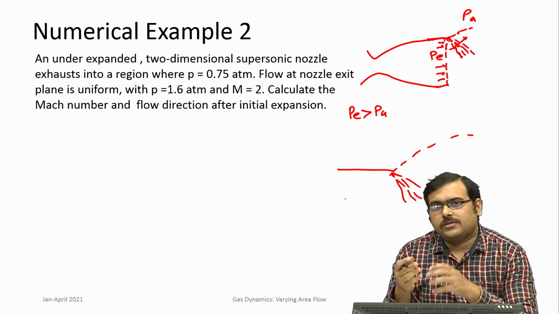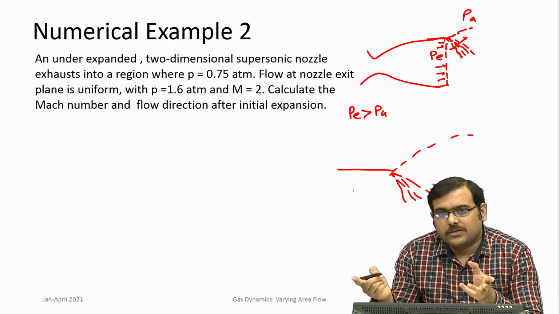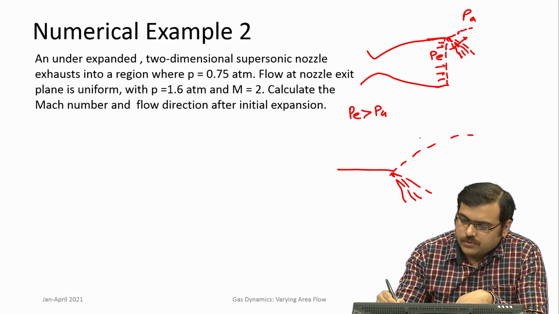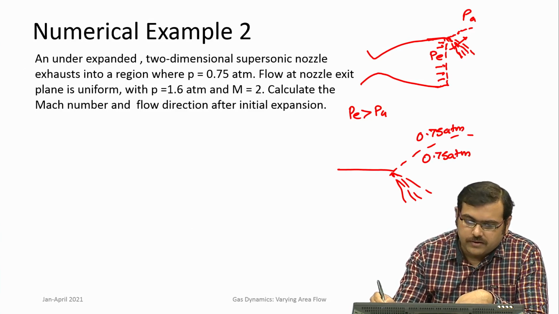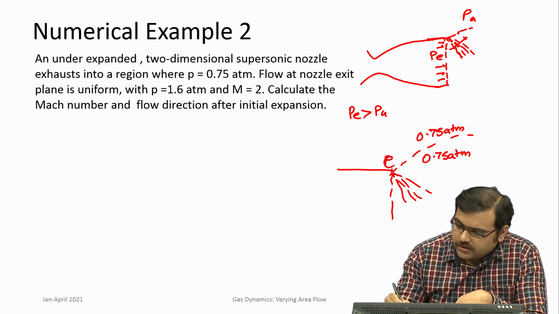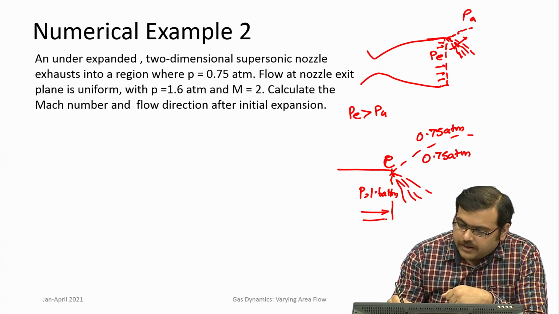So, here we use principles not only of quasi 1D nozzle flows, we also use expansion wave principles. What is given? Exhaust into a region where pressure is 0.75 atmospheres, that means at the edge here also it should be 0.75 atmosphere. But at the nozzle exit plane, PE, pressure is 1.6 atmospheres. So, clearly it is a case of under expansion, and Mach number is 2.